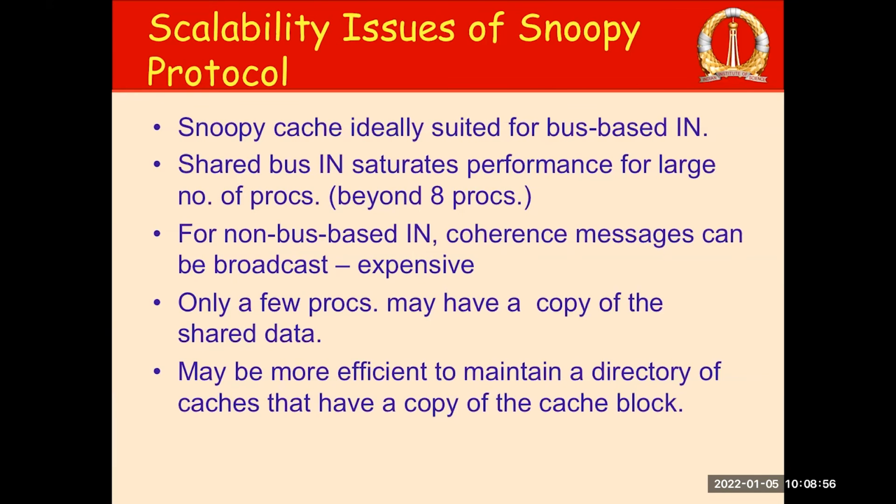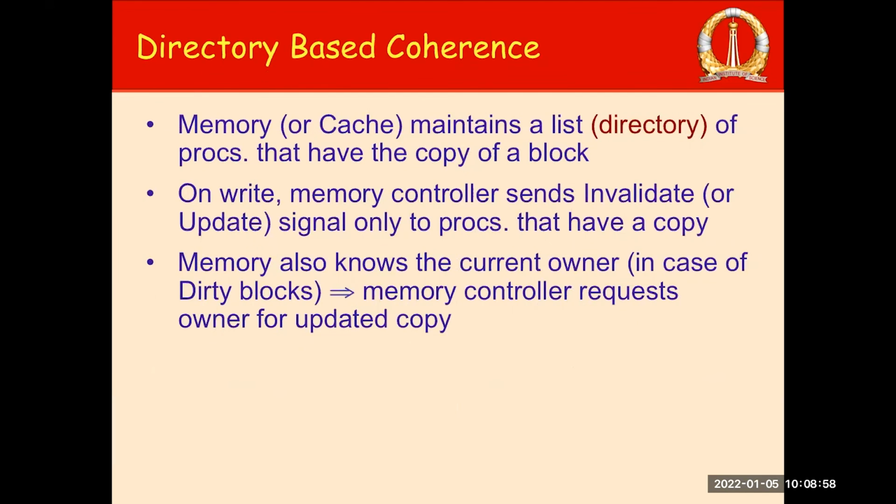For that purpose, people have proposed what is called a directory based protocol. And the idea of the directory based protocol is that explicitly the memory or the cache controller maintains information of which other processor has a copy of this memory block. And therefore, if a processor wants to write the data, then it can send explicit invalidation messages only to those processors which have a copy of the data.